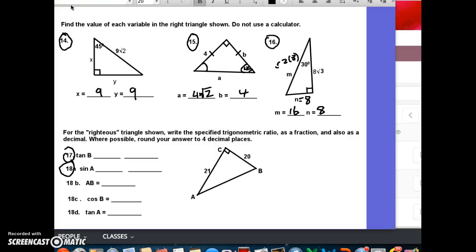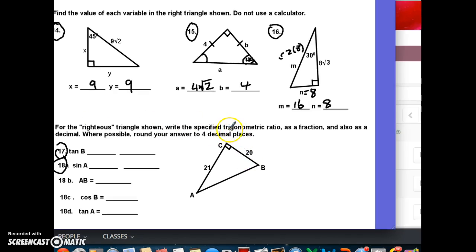Okay, here's part two, geometry students, for our final exam review. We're going to be looking at the famous SOHCAHTOA, and let's take a look at these 17 through 18D. It says, for the right triangle shown, write the specified trigonometric ratio.